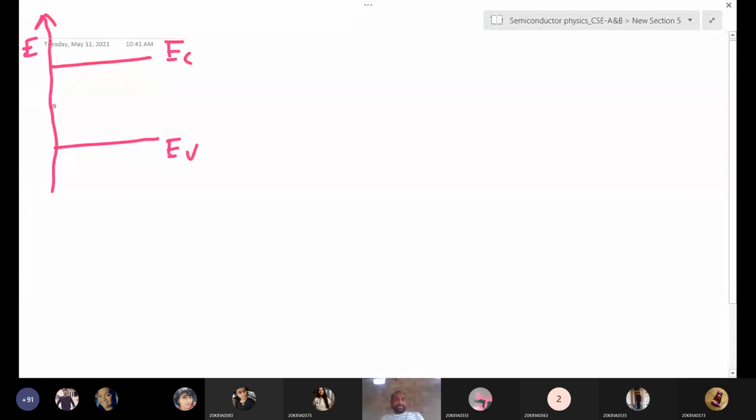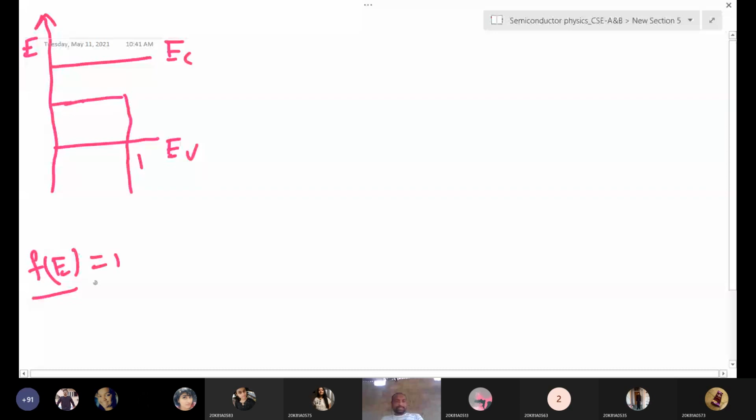So at 0 Kelvin, if you draw the probability f(E), f(E) gives the information about the occupancy of electrons in an energy level. At 0 Kelvin, this is completely filled. The probability is equal to 1, because all electrons are in the valence band only. There are no electrons available in the conduction band.